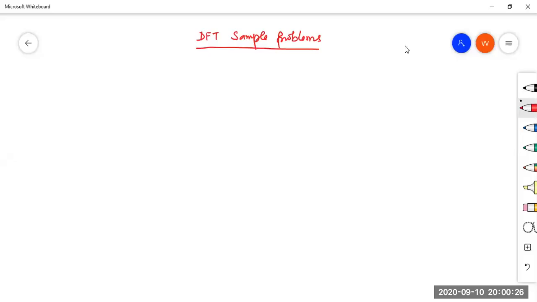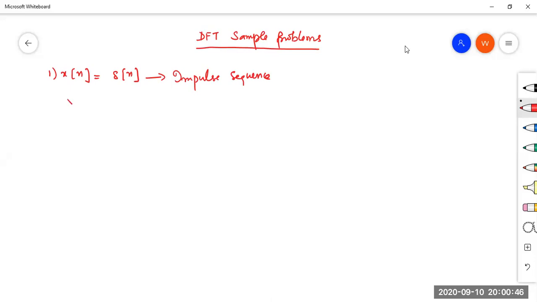Okay, now we will see some sample problems from DFT. First question, let x of n is equal to del of n. Now del of n, we know that is the impulse sequence. Now how will we find the DFT of this particular x of n?